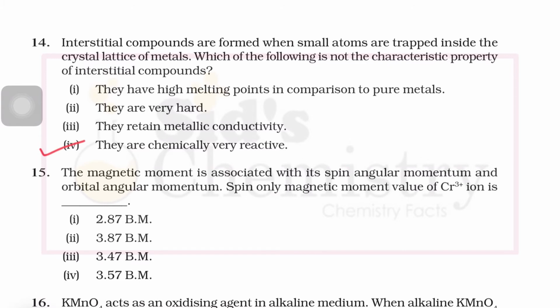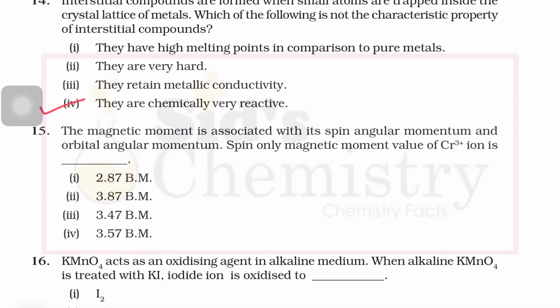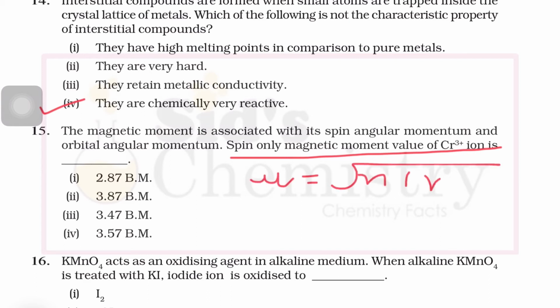Now coming to question number 15. The magnetic moment is associated with its spin angular momentum and orbital angular momentum. Spin only magnetic moment value of Cr3+ ion. When we are calculating the spin only magnetic moment, the formula is mu equals under root of n(n+2). Dear friends, let us understand first of all the chromium 3+ ion electronic configuration.